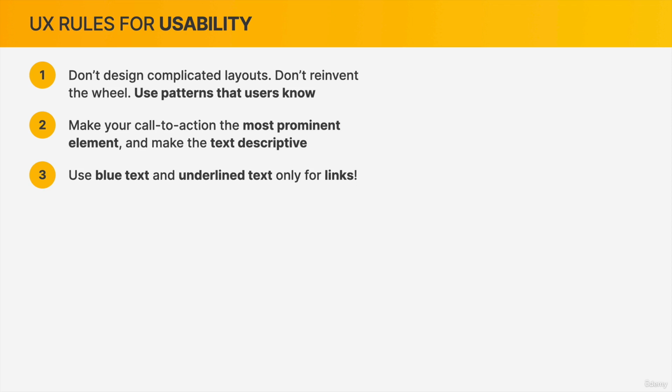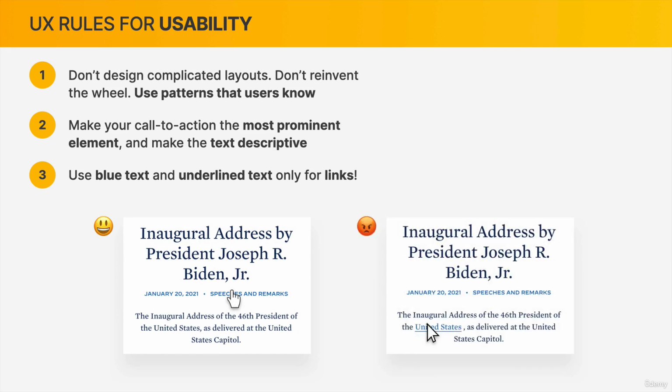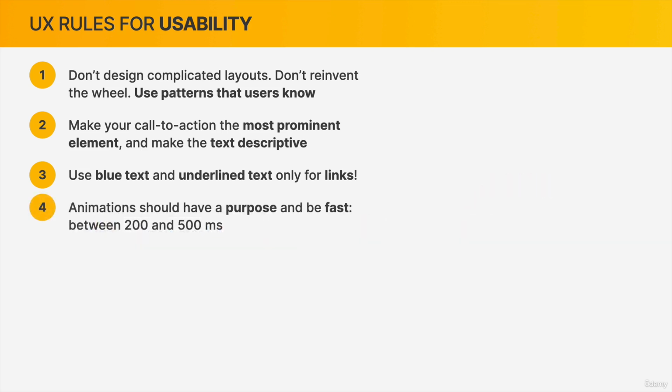Now, the next rule is a very simple one, which is that you should use blue text and underlined text only for links. So that's super important because users are so used to the pattern that links are blue or underlined like this, that you will really confuse them if you ever use underlined or blue text anywhere that is not a link. So in this second example, that blue and underlined United States text there very clearly looks like a link to you as well, right? But, well, here it is actually not a link. And so this is very confusing and frustrating, and so don't do that.